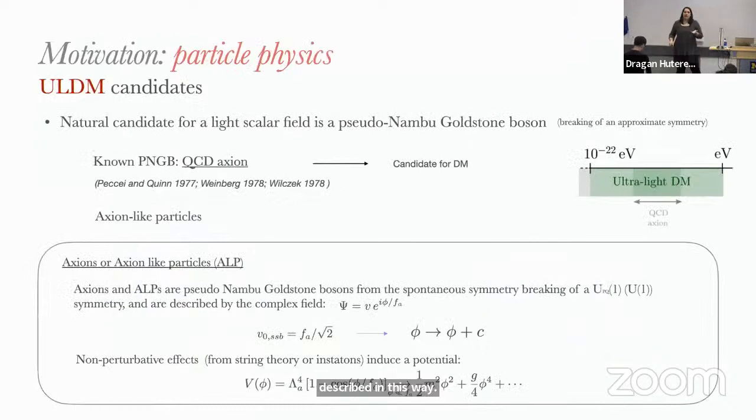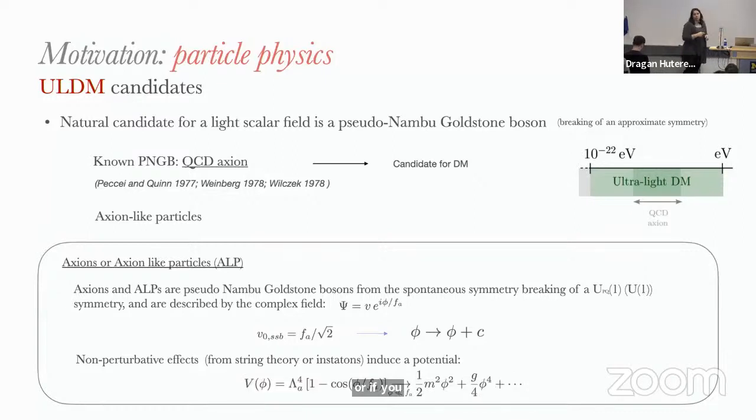Okay, but what are the candidates that can describe this ultralight dark matter? Until now, we just talked about the mass bound. It has this mass bound because it has a large de Broglie wavelength. But what are the real particle physics candidates that can describe this ultralight dark matter? A natural candidate that we have in our universe for a light scalar, a light boson, is pseudo-Nambu-Goldstone bosons. If you don't remember, just know that every time you spontaneously break a symmetry in our universe, you are going to produce a Goldstone boson, or a pseudo-Goldstone boson if you don't fully break the symmetry.